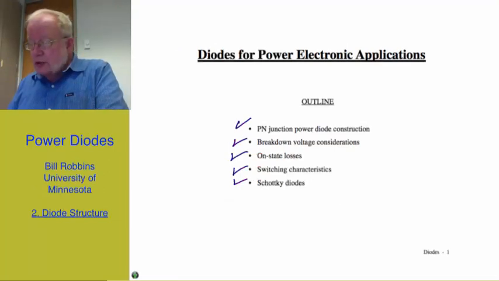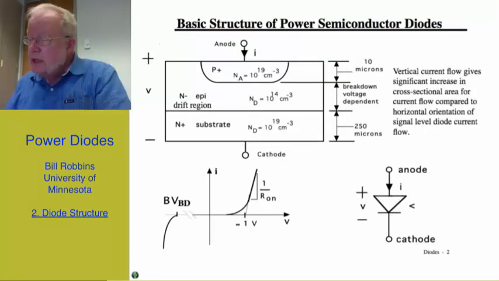The next slide shows the basic construction of a p-n junction diode for power applications. Its distinguishing feature is the vertical current flow from the top surface where the anode is to the bottom surface of the wafer where the cathode is located. Signal level diodes have both the anode and cathode on the top side of the wafer, and current flows parallel to that top surface in a horizontal direction.